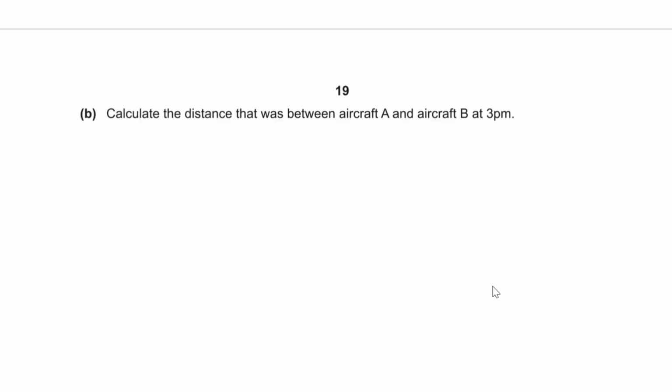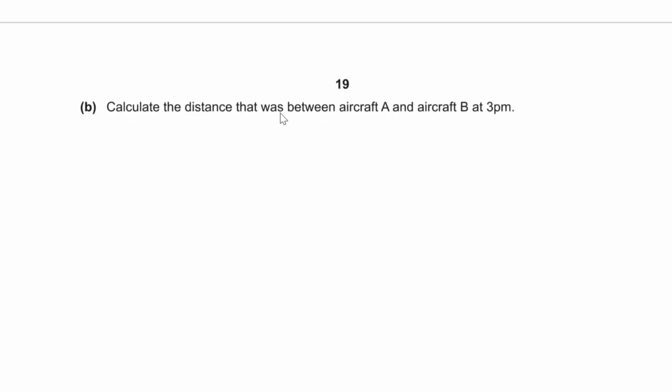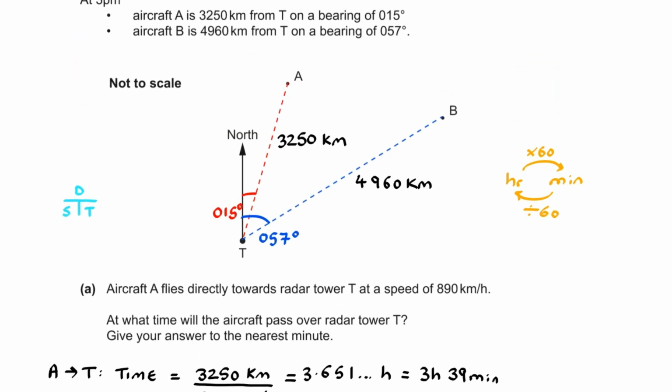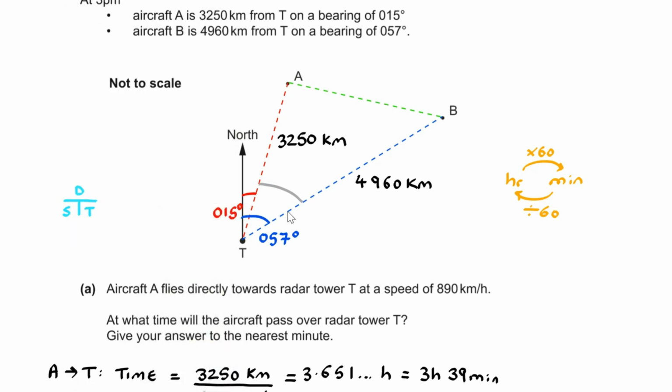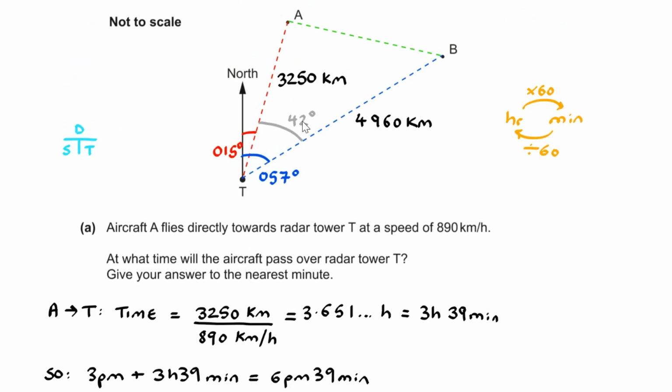Now for part B, we have to calculate the distance that was between aircraft A and aircraft B at 3 p.m. So what we're doing in this question is finding out the distance between A and B over here. And for us to do this, what we need is this angle over here. Well, this angle will equal 57 degrees, take away the 15 degrees. So 57 take away 15, that's 42. So here we have 42 degrees.